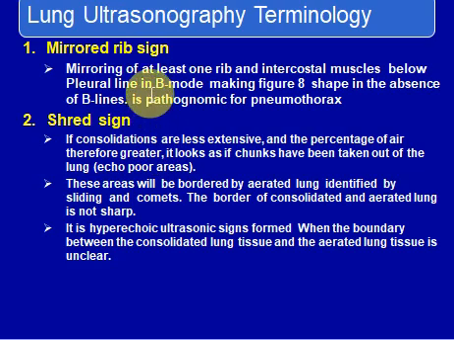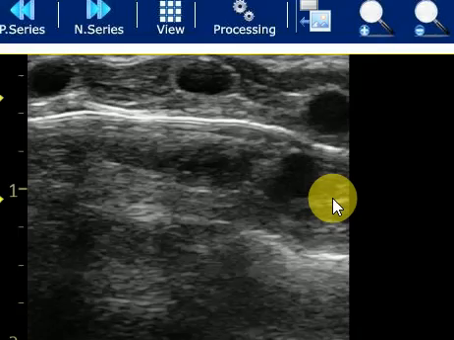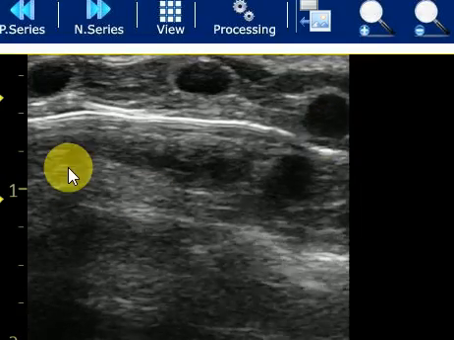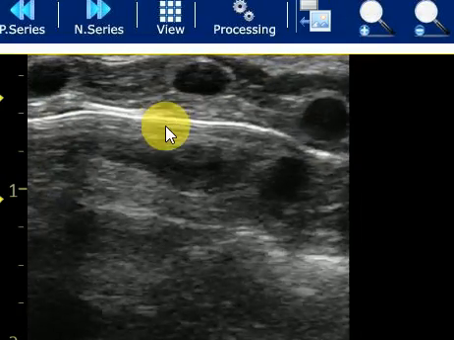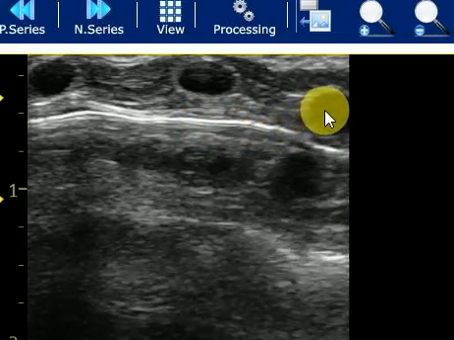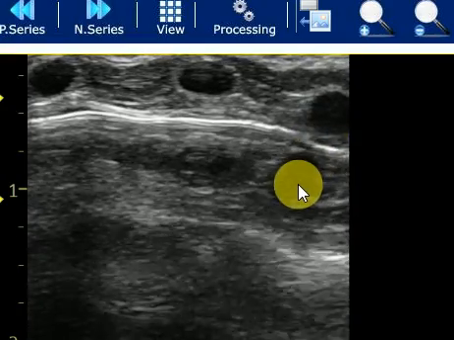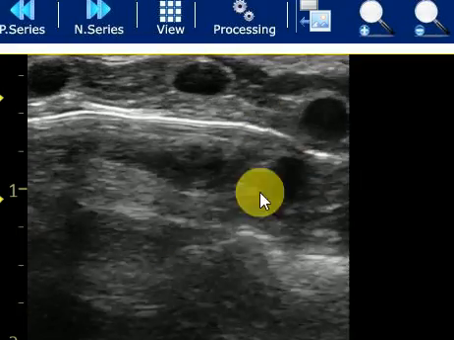Also, the mirrored rib sign is the mirroring of at least one rib in the intercostal space below the pleural line. This is in B mode. It makes a figure eight shape. It is also a sign of pneumothorax here. See, this is no longer sliding. This is the mirrored rib shape. This is a rib mirrored to the other below the pleural line.